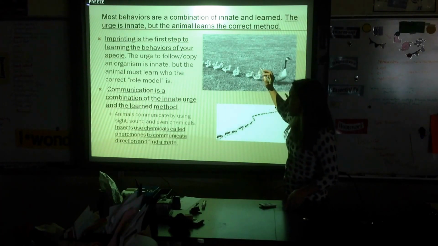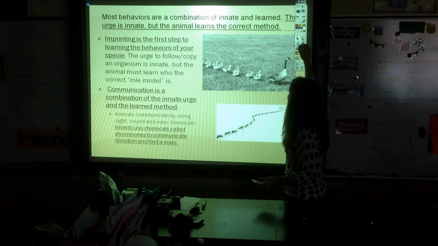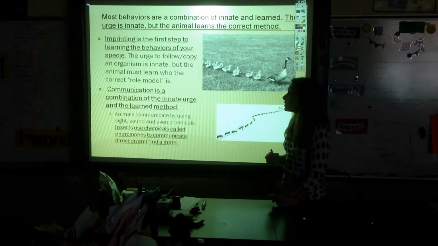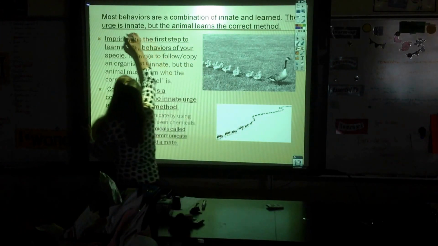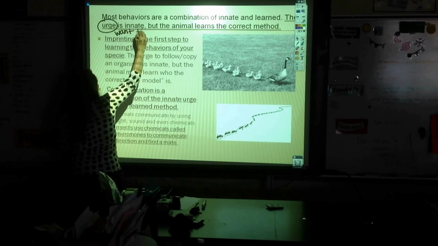So there are a few unusual ones here. The first one is imprinting. Imprinting is the first step to learning the behaviors of your species. The urge to follow or copy is innate. Remember, urge means that you want. You want to do that.